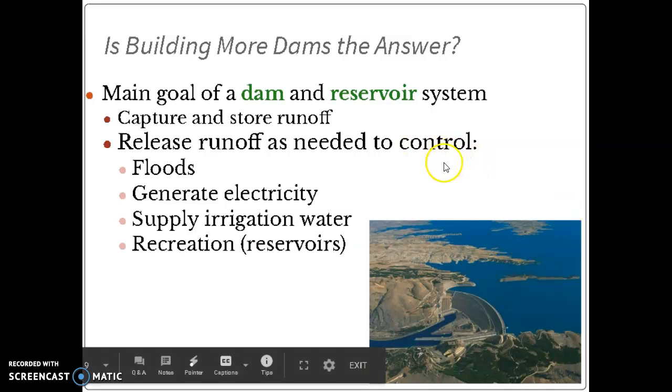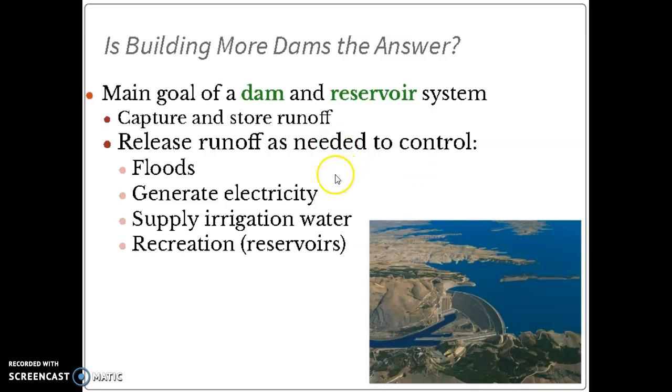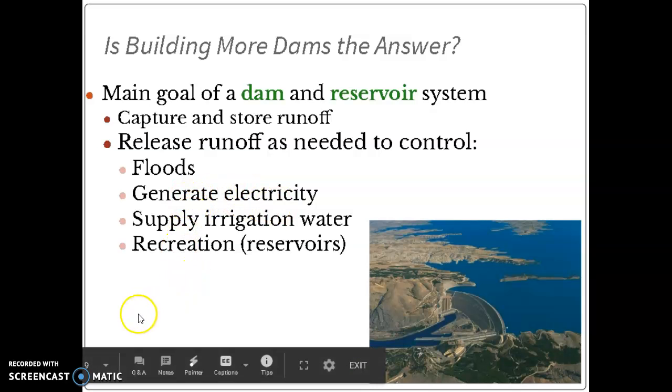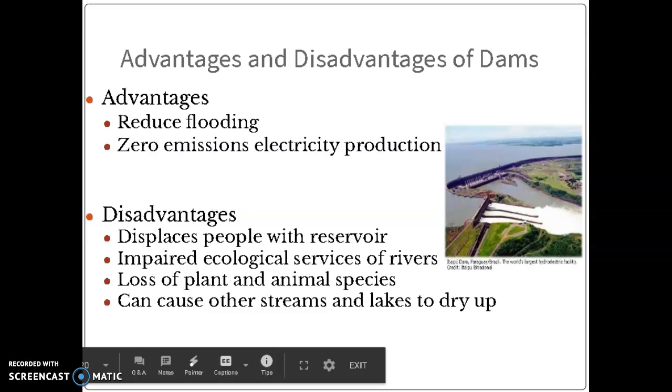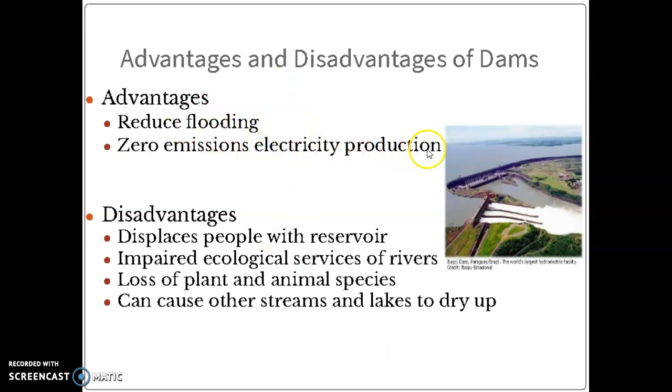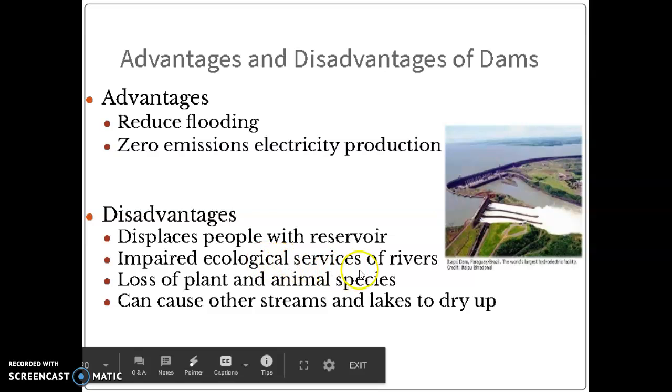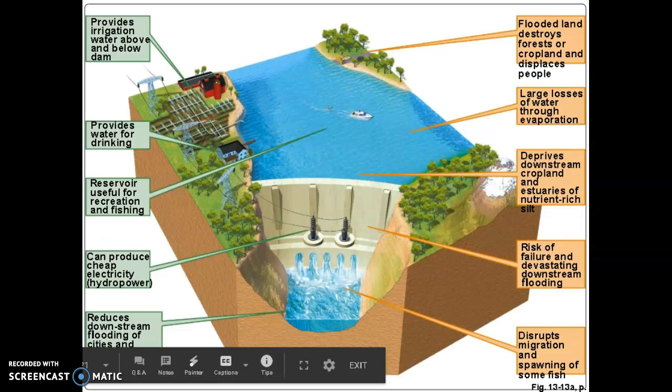So is building a dam an answer? The main goal of a dam and reservoir system is to capture and store the runoff, release the runoff as needed to control flood, generate electricity, supply irrigation, and for recreation. But while it reduces flooding and there's zero emissions electricity production, it displaces people when the reservoir fills up and floods. It impairs the ecological services of the river, and there's loss of plant and animal species, and can cause other streams and lakes to dry up. You affect the whole entire system by putting in one dam, and it makes it unhealthy over time.